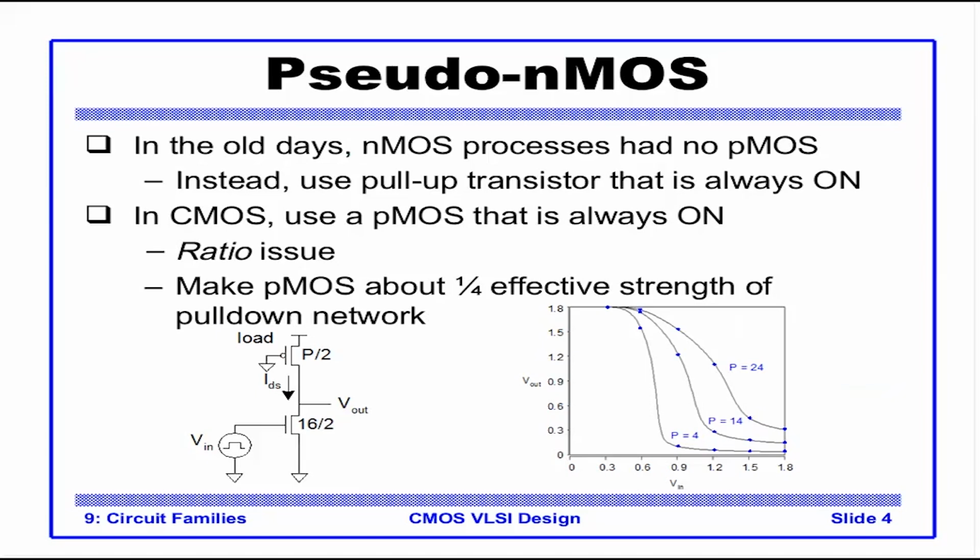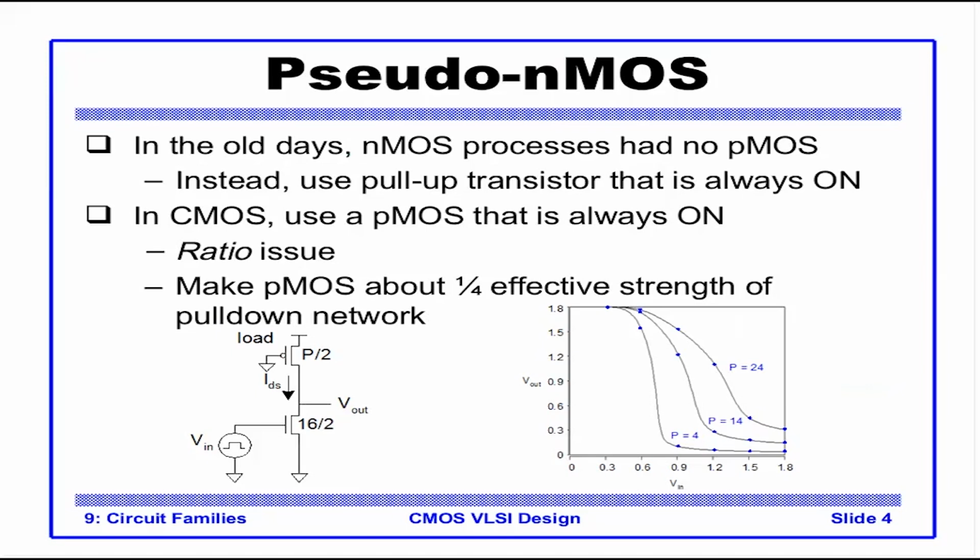So this is the variation over CMOS, in which the pull-up network is always on. Now the pull-down network can be on or off based on the value of the input. So let's see how this circuit works. Again, this is an inverter.